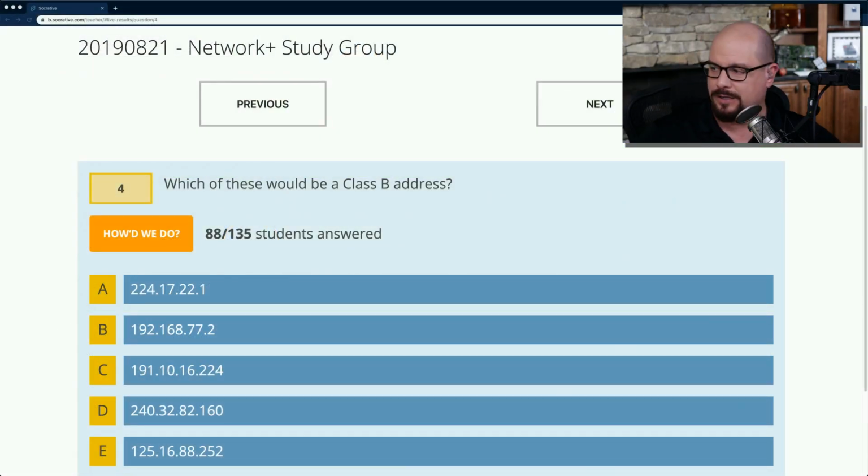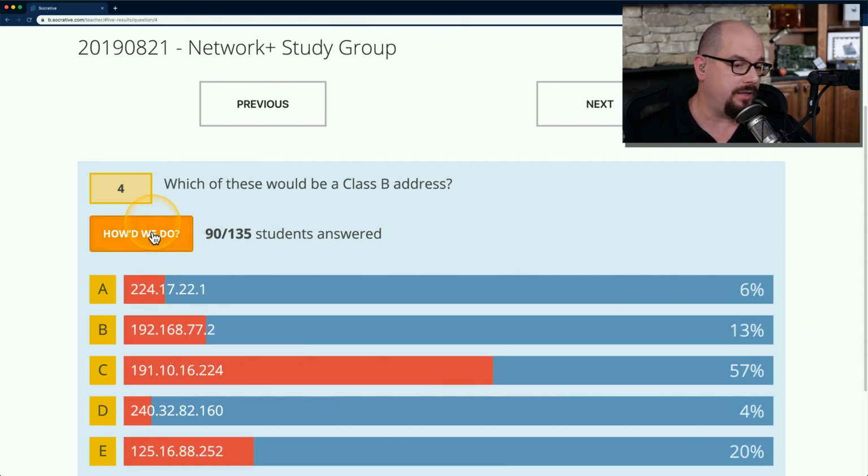And if we look at our list, between 128 and 191, it turns out that answer C starts with a 191. That is our Class B address. If you answered C, how did we do with this one? 57% of you got it absolutely right. The address that starts with 191.10.16.224 is the right answer.